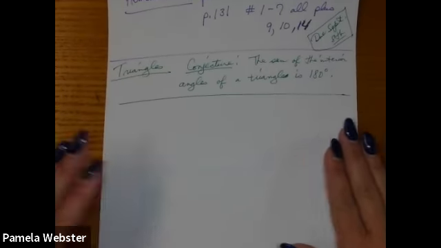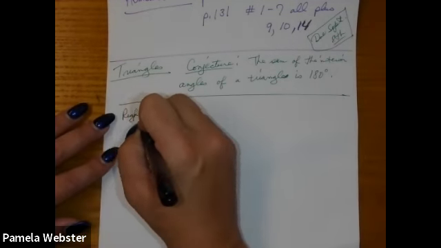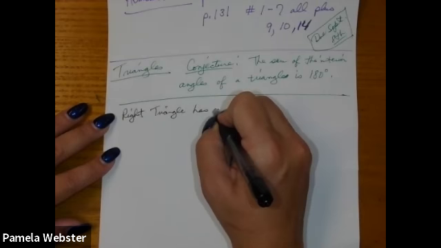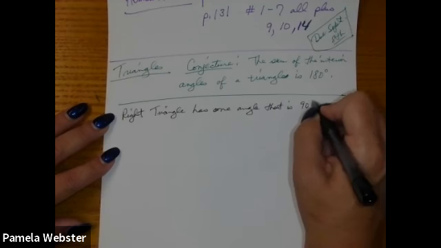Okay, so we know that about triangles. Awesome, what else do we know? You don't know anything? Many types of triangles. There's different types of triangles. What types do you know? Right triangle. Okay. A right triangle has one angle that is 90 degrees. Everybody agree?